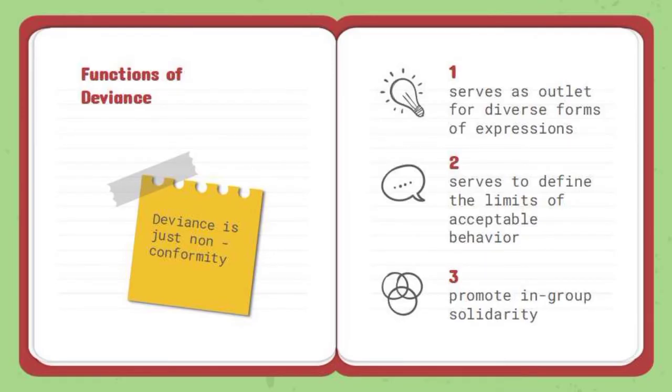Now on to the next page, we have the three functions of deviance. Number 1, it serves as an outlet for diverse forms of expressions. Number 2, it serves to define the limits of acceptable behavior. And number 3, it promotes in-group solidarity.